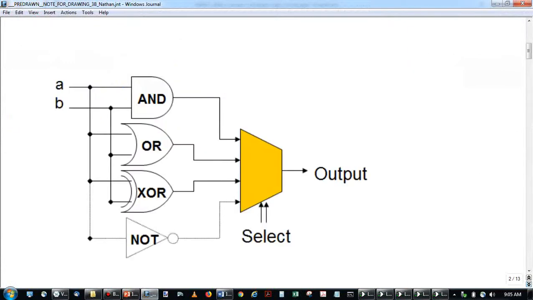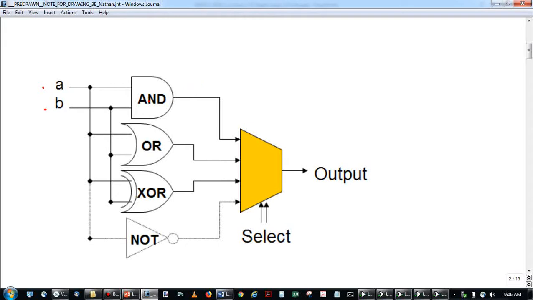I mentioned this yesterday. You've got two inputs, A and B. A goes into the AND, the OR, the XOR, and the NOT, and then B also goes into the AND, the OR and the XOR. It doesn't need to go into the NOT because it only takes one input. So those two inputs are going into all of these gates at the same time. Each of these gates gives you an answer. A AND B will be something, A OR B will be something else. They're all different outputs.